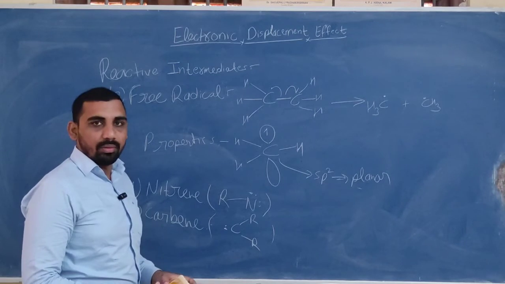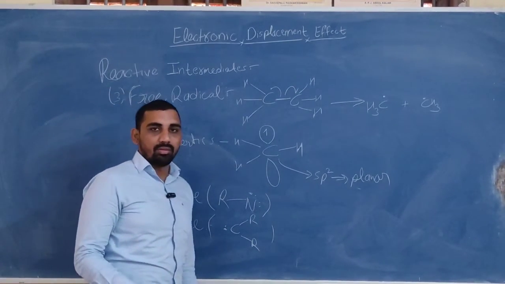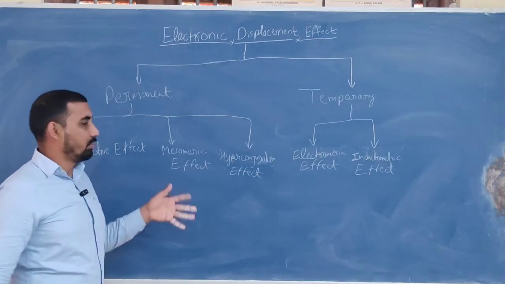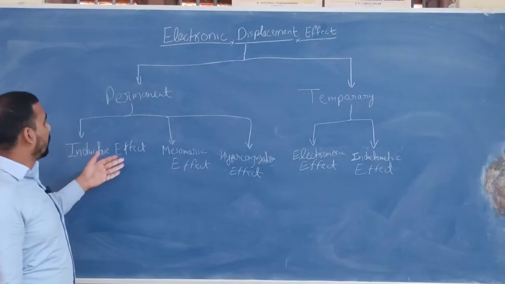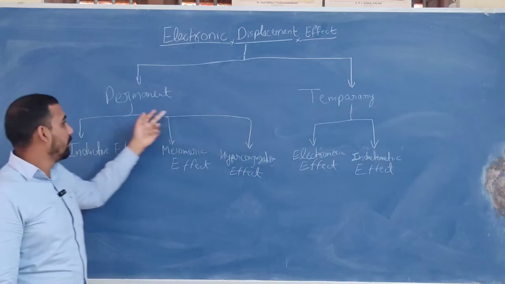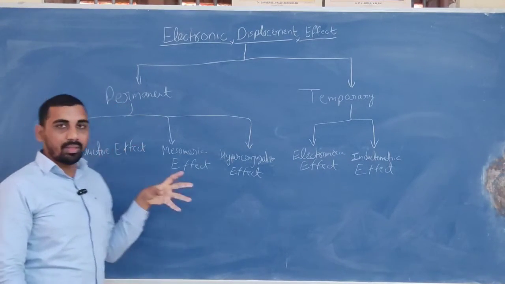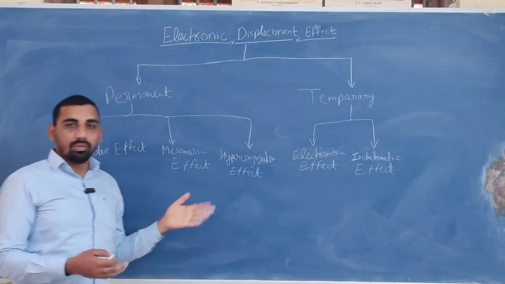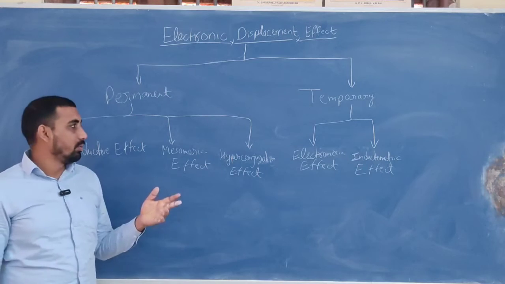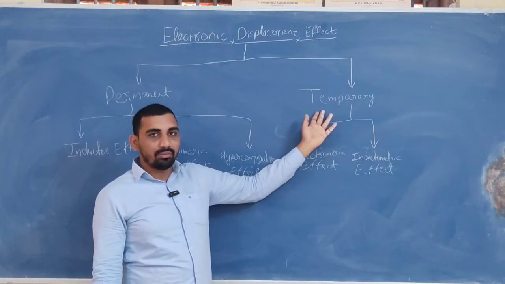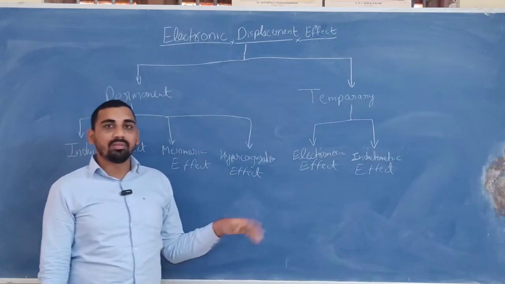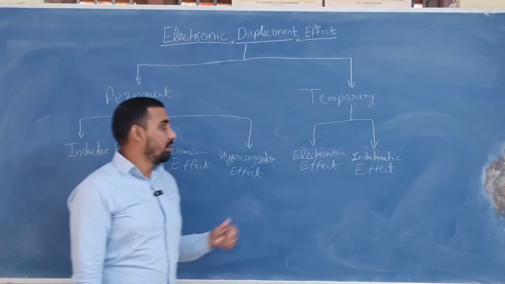Next, we will go to today's important topic, that is inductive effect and resonance effect. Let's start now. Now we will learn about our important topic, that is electronic displacement effect. It is mainly of two types, permanent and temporary. Permanent means this is always present in the molecule, like we have methanol, then this effect will always be present there, or in any other molecule also. Temporary means this effect will come into action only in the presence of some outer region. We will learn about this now.